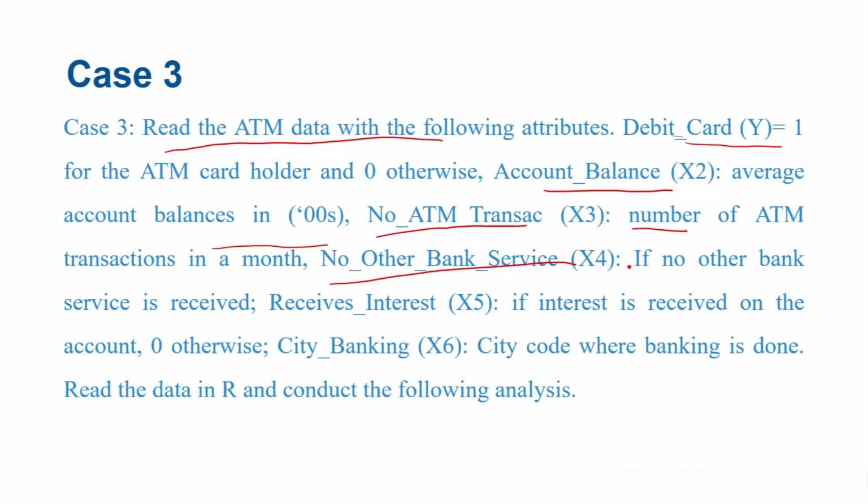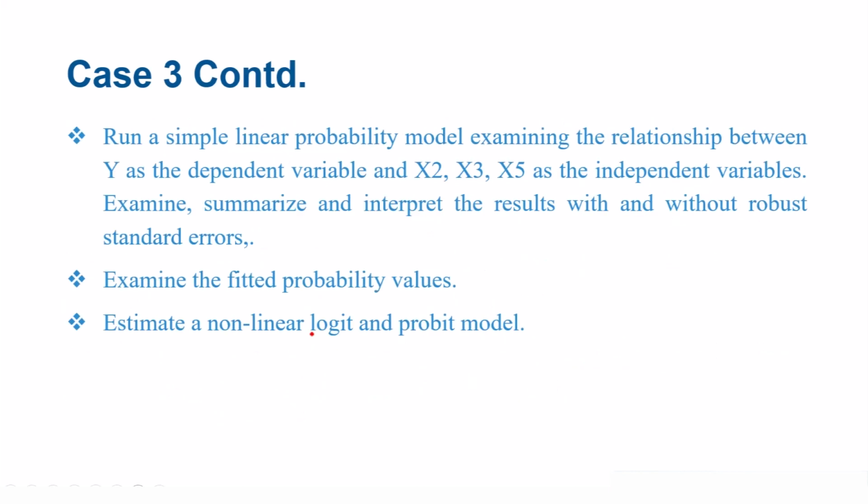No other bank service: if no other bank service is received, then 1, 0 otherwise. Receives interest: if interest is received on the account, then 1, 0 otherwise. City banking, the city code where banking is done. We'll read the data in R and then conduct the following analysis.